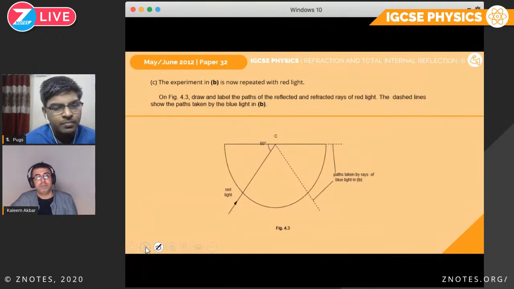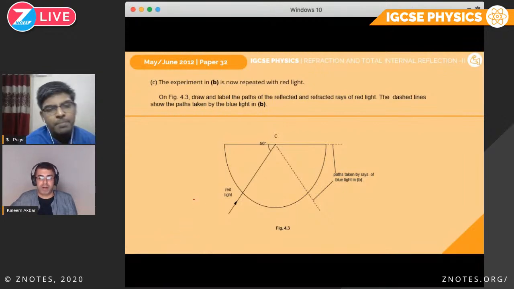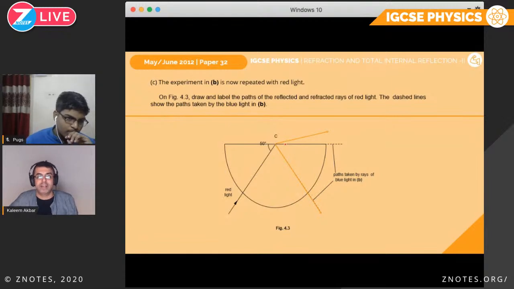Next, the experiment in B is now repeated with red light. On figure 4.3, draw and label the paths of the reflected and refracted rays of red light. The dashed lines show the path taken by the blue light. So very similar to what we just did. So what happens here? The angle of reflection will be exactly the same, but because red light has a smaller refractive index, it will refract instead of reflect. The blue light will reflect.